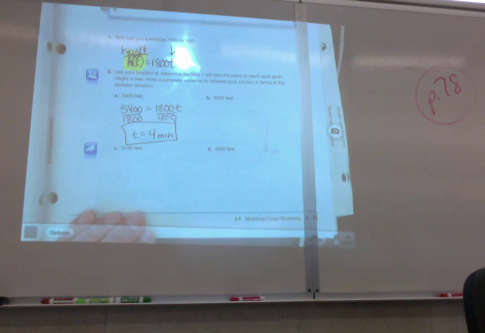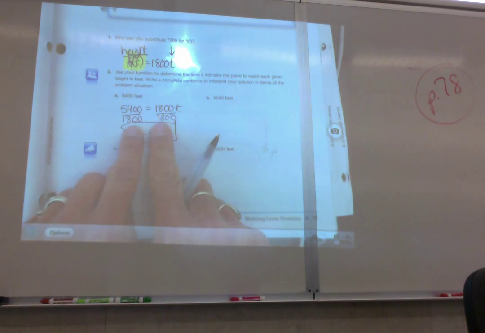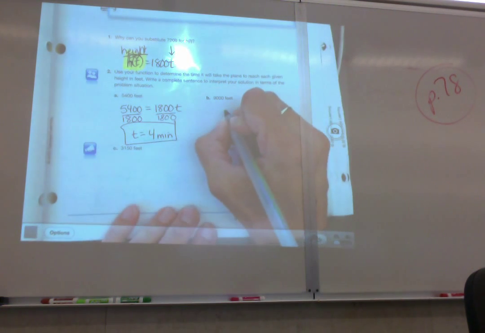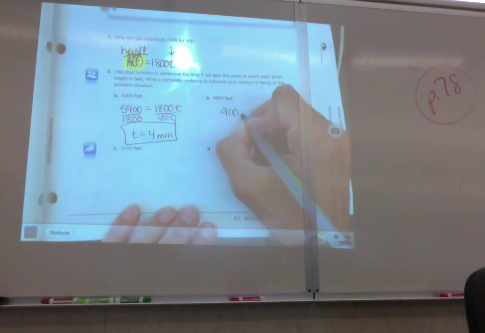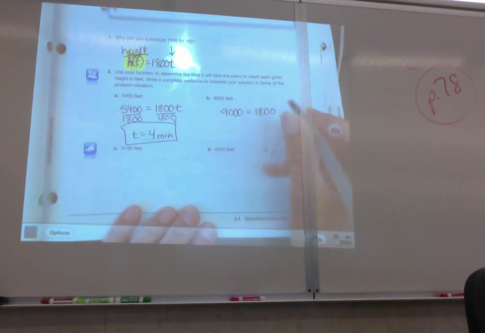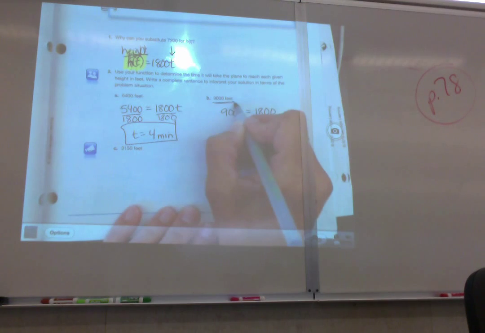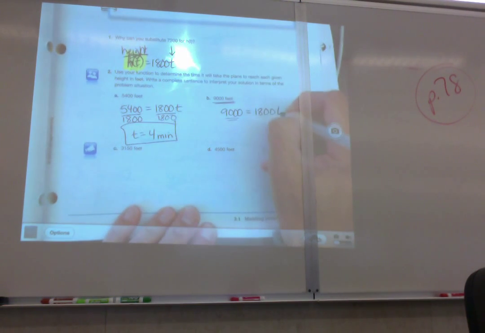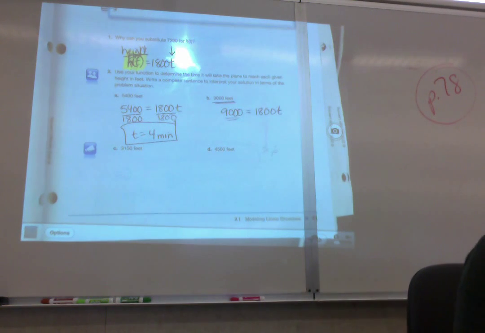Can I please go ahead and do B, C, and D? Set up the problem and use your calculators to find the time. I'm going to set up B in case you were still getting it. Again, this is height. It replaces h of t. T we don't know, and that's what we need to find.